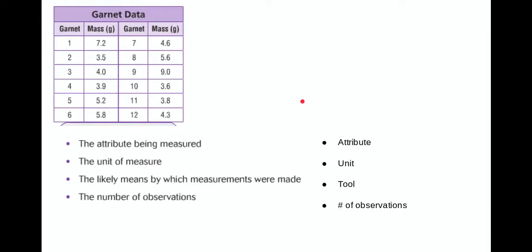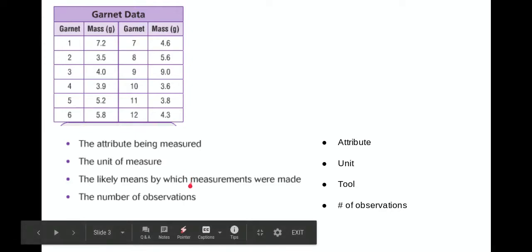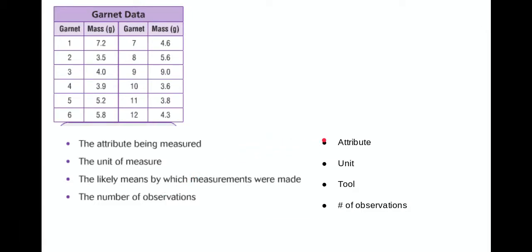So if we flip here, for this lesson, you're going to be finding 4 things. The data's already been collected for you. You just need to describe 4 things. These 4 bullet points that you see here on the left. Now, that's a lot to write down on your paper. Writing that over and over, you'll probably drive yourself crazy. So let's shorten them into these. Instead of attribute being measured, we're just going to put a bullet and write attribute.